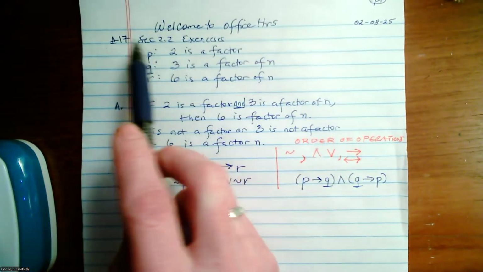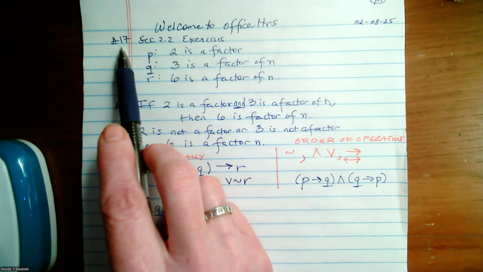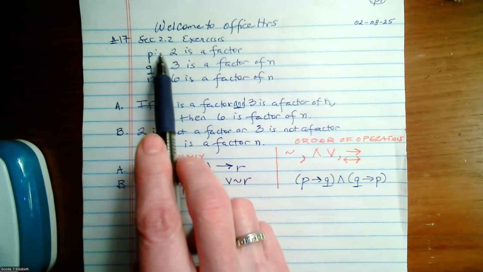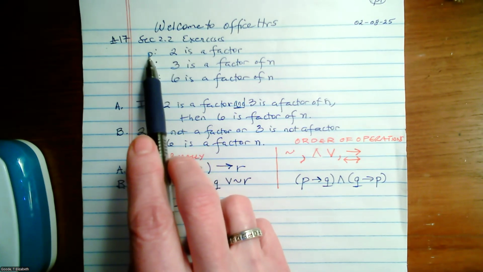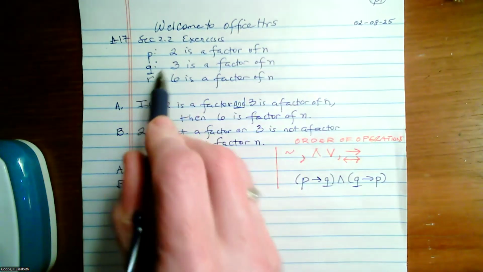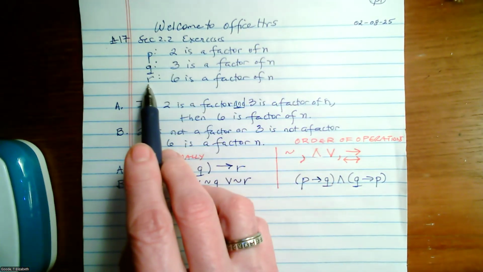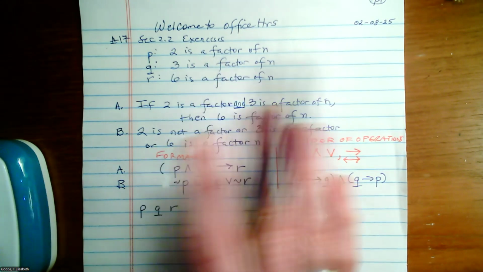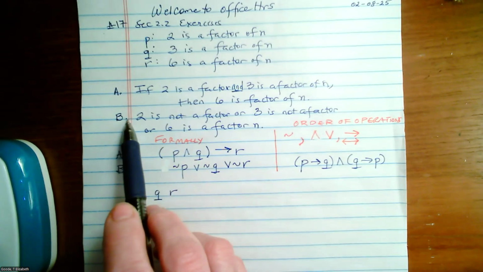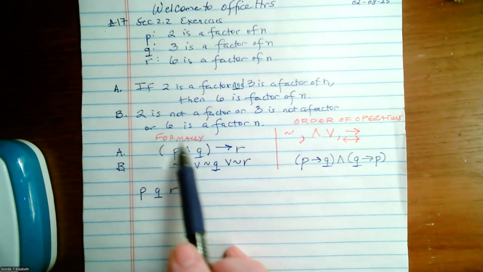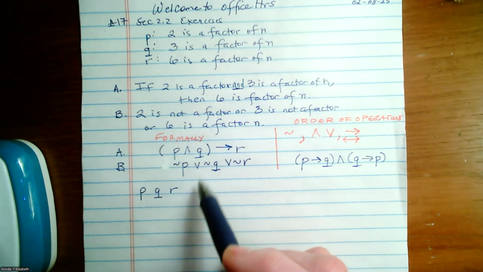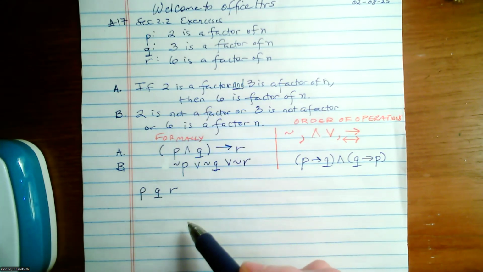So just to let people know what we're doing, we're looking at exercise number 7 in the book for section 2.2. And Nura has let P be "2 is a factor of N," and her key says Q is "3 is a factor of N," and R is "6 is a factor of N," which is a perfect key, by the way. Good job with that. We have 2 statements, A and B, and our job is to write them formally and to make a truth table and discover if they're logically equivalent.